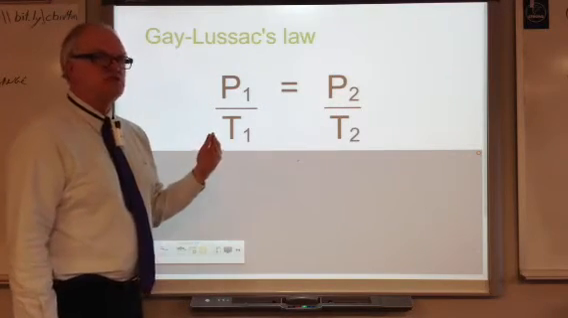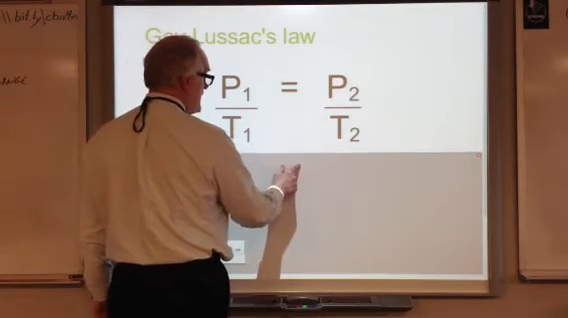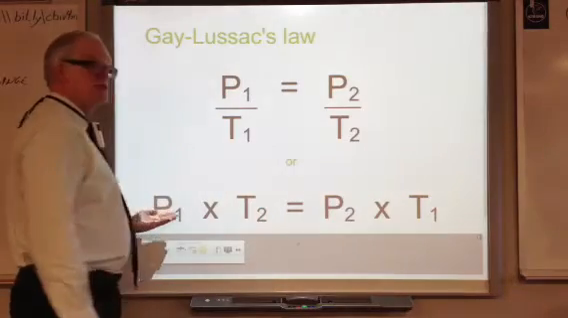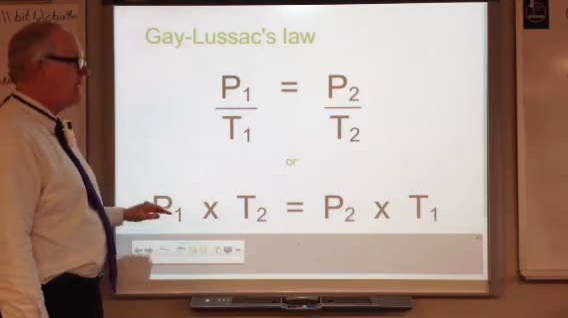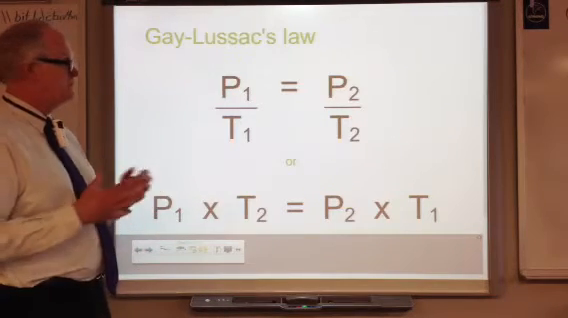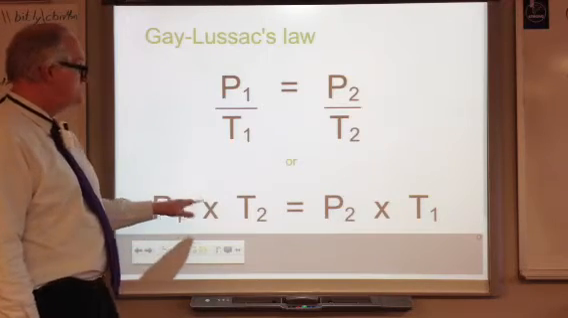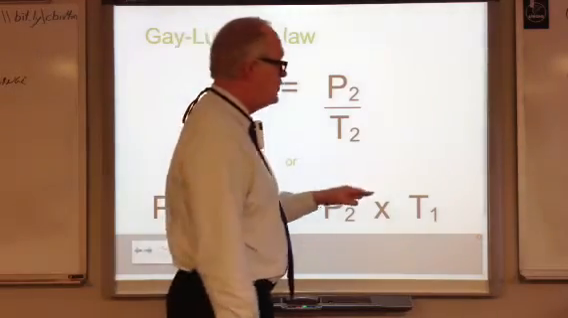Gay-Lussac's law is usually written as proportions. It's usually written in this way. But we can rearrange this equation using the rules of algebra to get this equation down here. It's exactly the same thing written in a different way. And some people think this is an easier equation to start with when we're doing calculations. Note the subscripts. P1 times T2 equals P2 times T1.